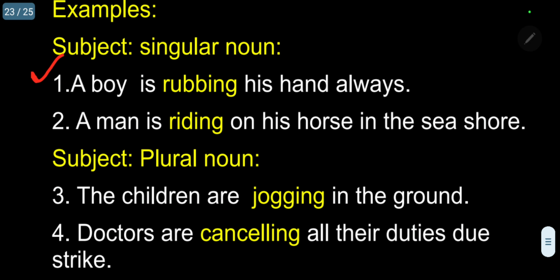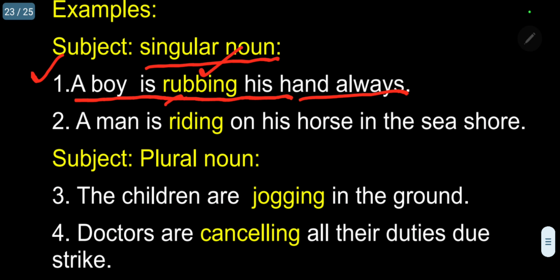First, a singular noun. Please follow. Singular means, except I, we have to use am. In all other singular, we have to use is. For all plural, we have to use are. Now, a boy is rubbing his hand always. Rub is the verb. B comes with the U vowel, so rubbing comes with a double B.